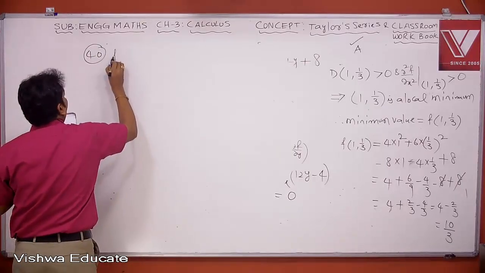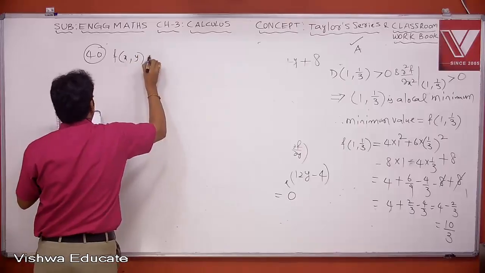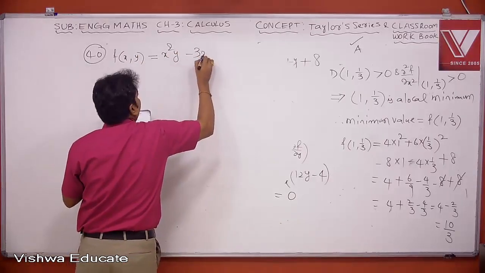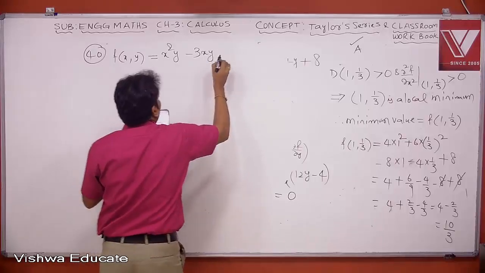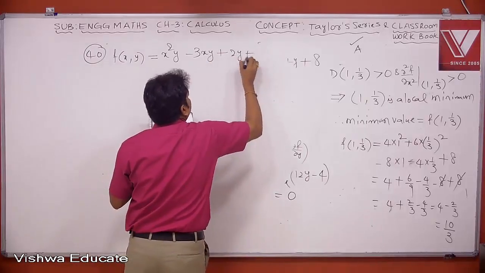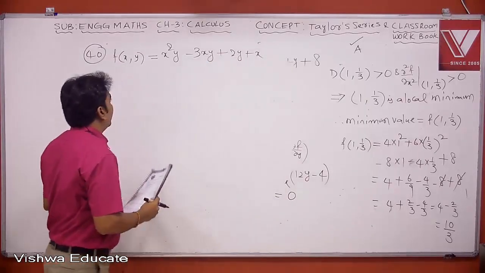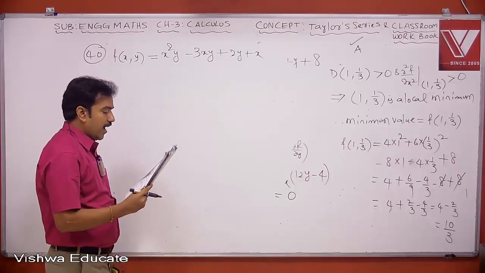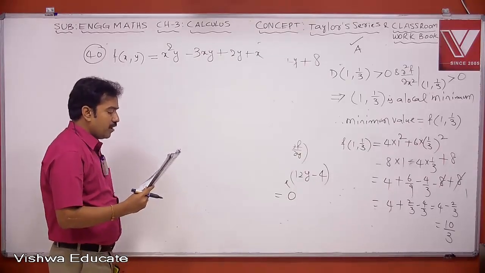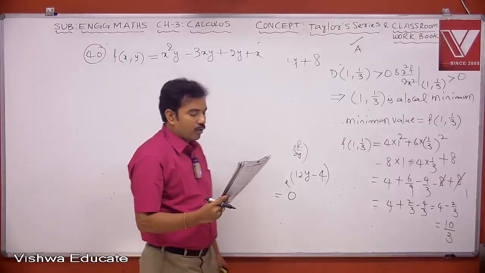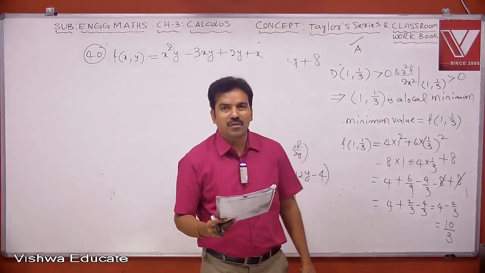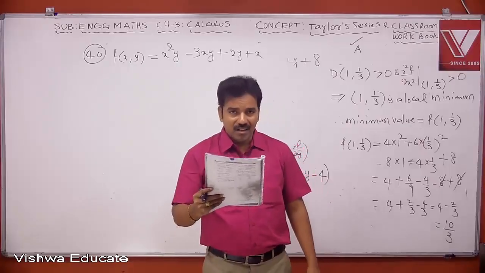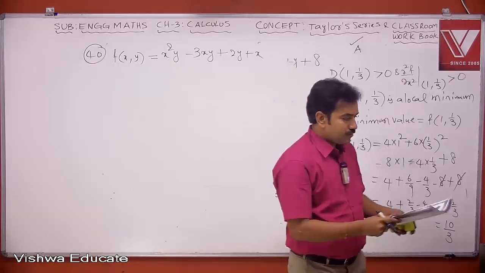The function f of x comma y equal to x square y minus 3xy plus 2y plus x has no local extremum, one local maximum but no local minimum. So like this, options are given in terms of local minimum and local maximum. Let us try this.